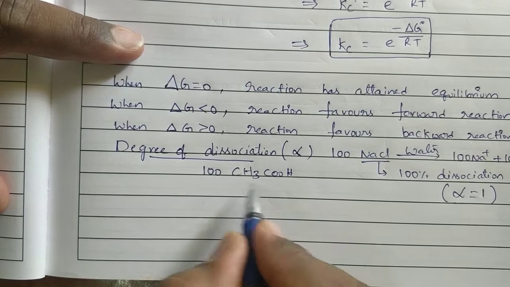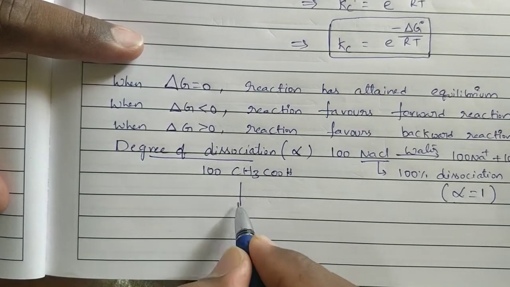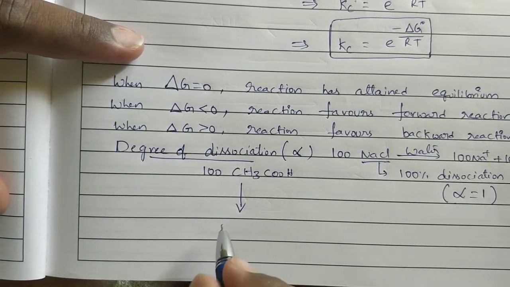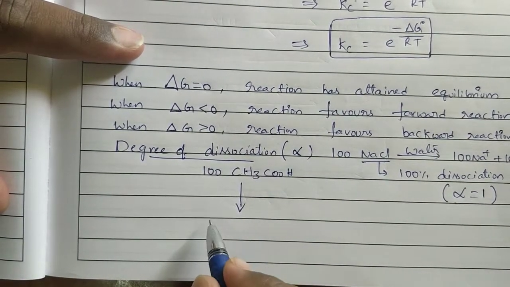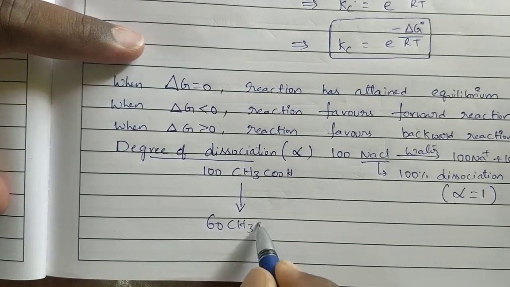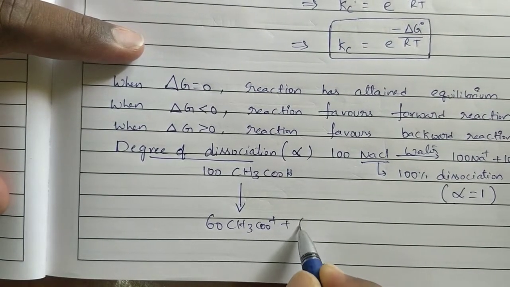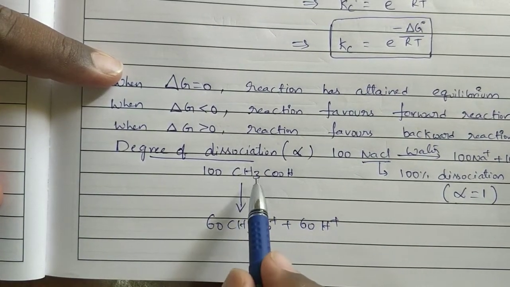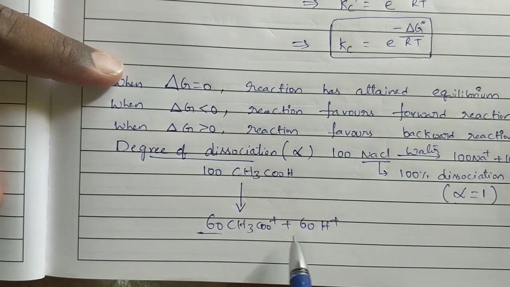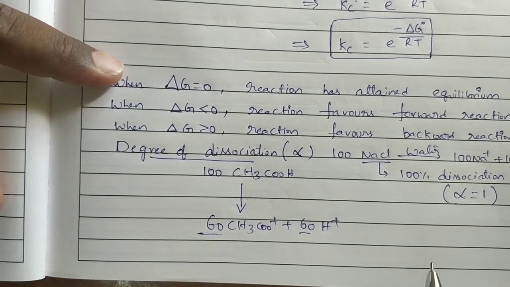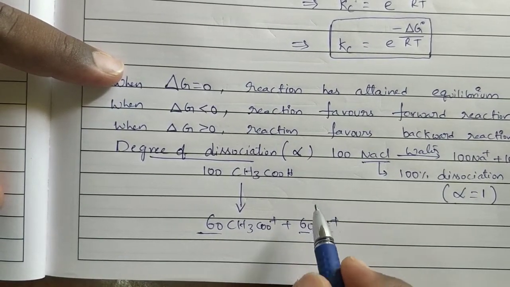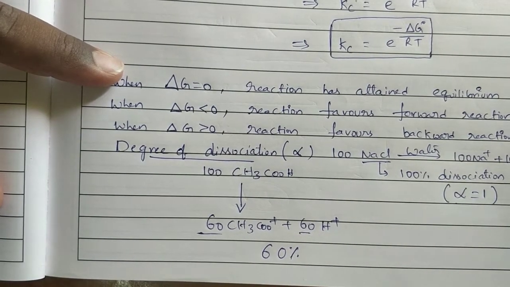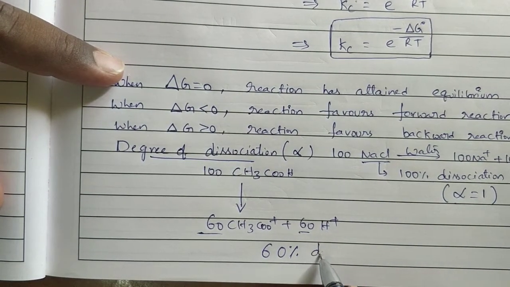Next example, I consider 100 molecules of CH3COOH undergoing dissociation, in which out of 100 molecules only 60 molecules have undergone dissociation: 60 CH3COO minus ions and 60 H plus ions. Out of 100 molecules, how many molecules underwent dissociation? 60 molecules. It means the percentage of dissociation is 60% here.